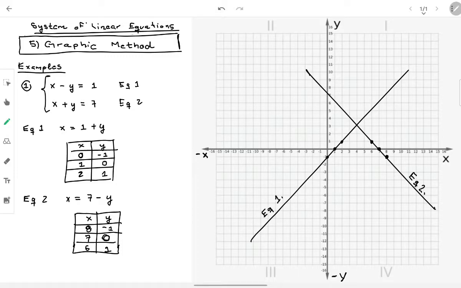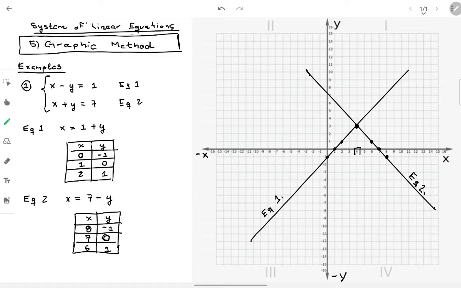So we have already graphed equation number 1, equation number 2, and we can see that both equations cross here. That means we have a unique solution because both equations cross there. And how to know the answer is going to be easy. How to know the answer? Okay, we need to know which point is this one.